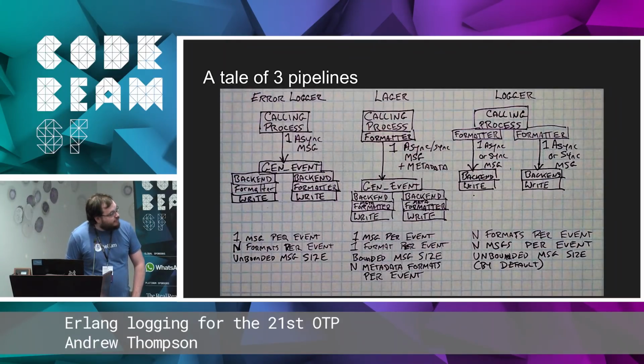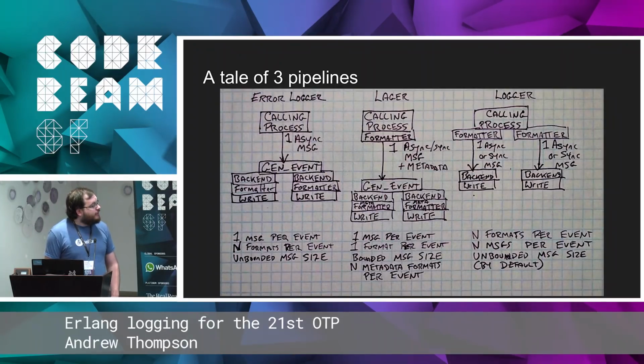So we have n formats per event, we have n messages per event, and we have an unbounded message size by default. So you might see there's some concern here. A lot more unbounded operations here than logger had. So we'll see some of that in a little bit.